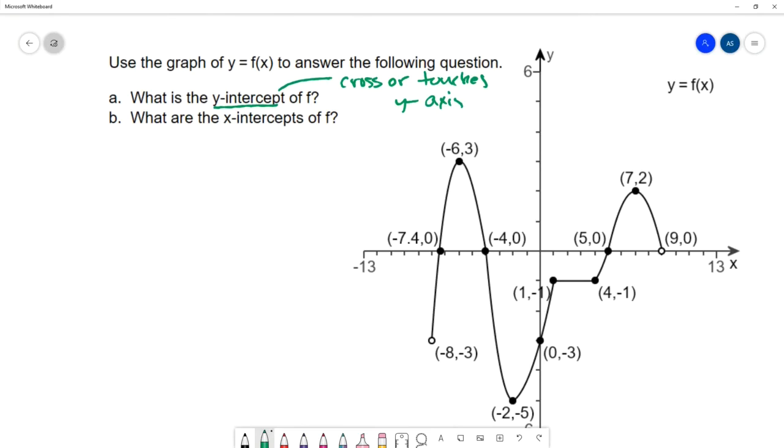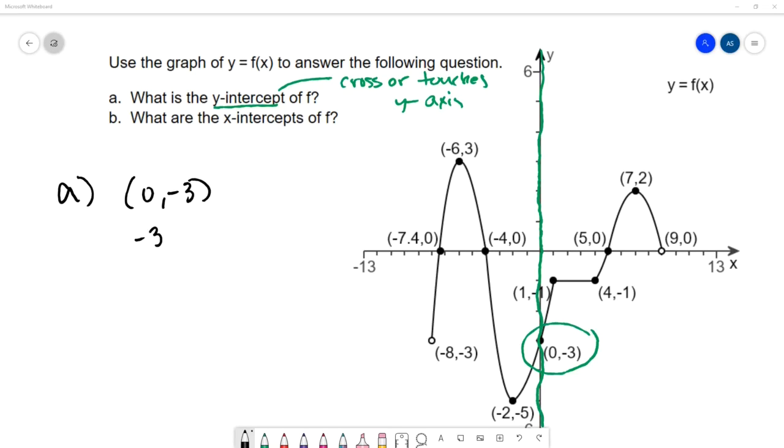So the y-axis is this vertical axis, and we can see that this curve crosses the y-axis at the point (0, -3). So for part A, what is the y-intercept? We have (0, -3). When you're doing this in your homework, make sure you pay attention to the writing next to the blank, because it looks like in this example they don't want you to write the ordered pair, they just want you to write the y-coordinate as the answer.